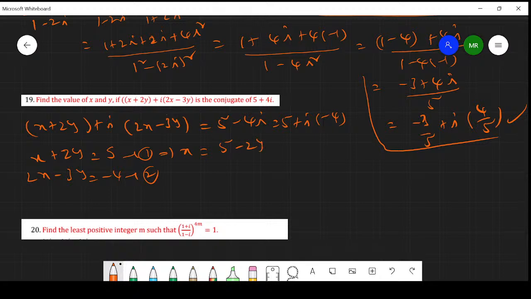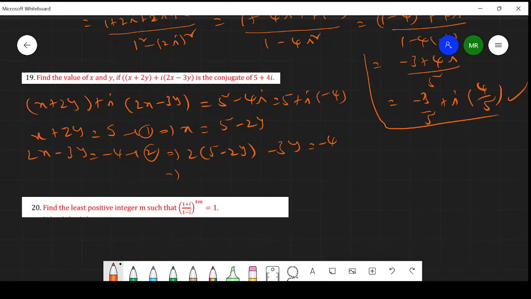Correct. From equation 2, write the x value, 5 minus 2y, into the equation: 5 minus 2y minus 3y equal to minus 4. I am trying to find the y value here. So I can write 10 minus 4y minus 3y equal to minus 4. So this implies 10 minus 7y equal to minus 4.